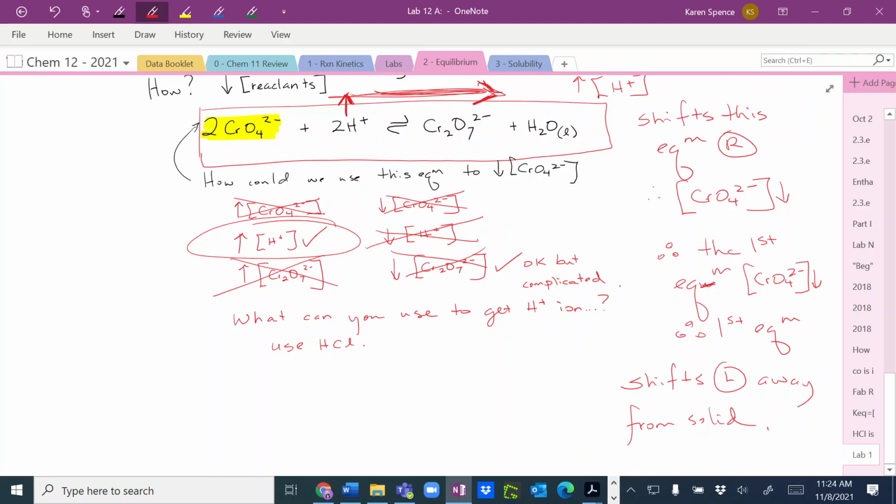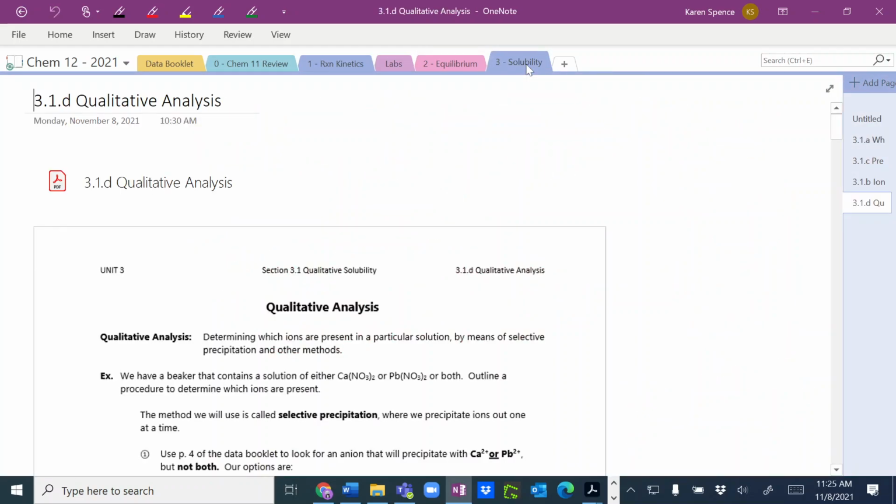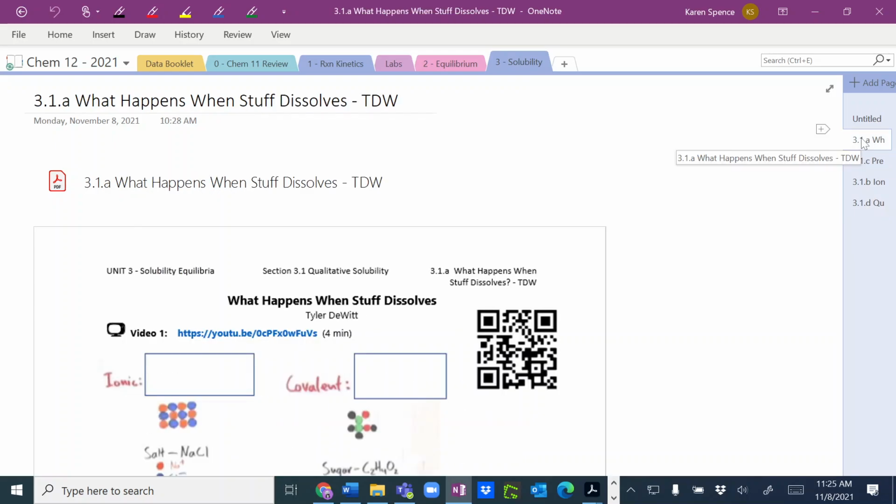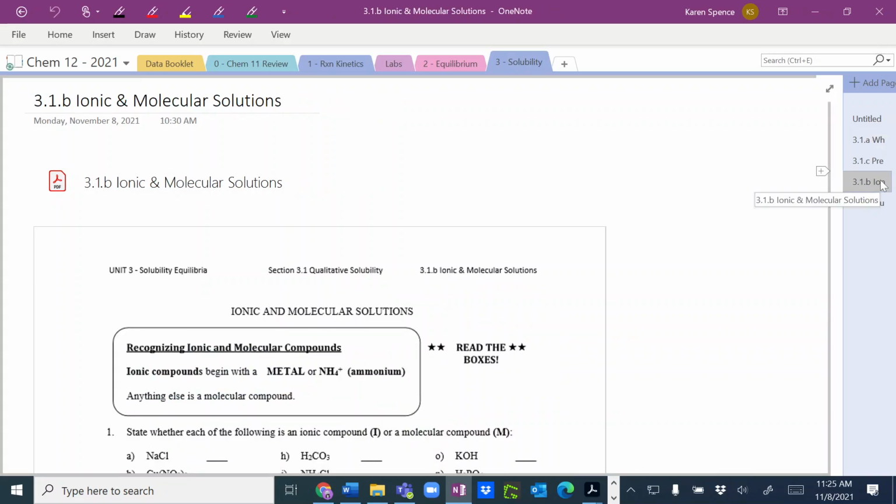What we're going to do right now is we are going to take a look at Unit 3. And you guys did 3.1a. Are you feeling good about molecular and ionic compounds? Yes? Okay. We are going to take a look at 3.1b.